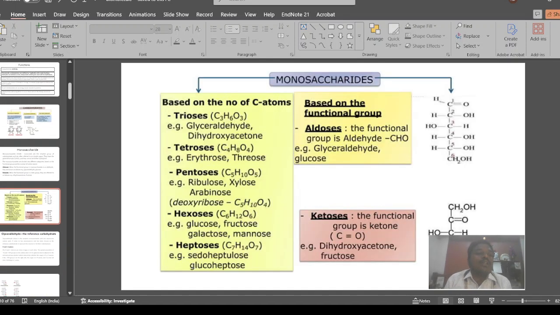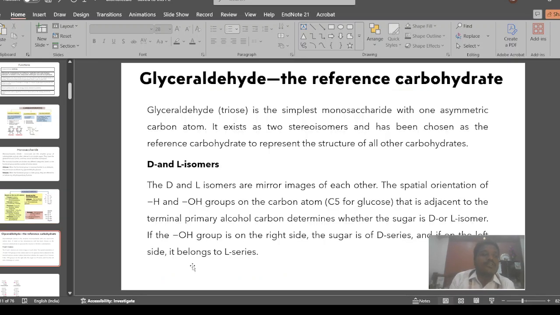Based on the number of carbon atoms, monosaccharides can be further classified: trioses have 3 carbons, tetroses 4 carbons, pentoses 5 carbons, hexoses 6 carbons, and heptoses 7 carbons. Among these, the pentose ribose can be seen in the ribose sugar present in DNA. Now we can see a representation of the classification of monosaccharides based on the number of carbon atoms and on the functional groups.